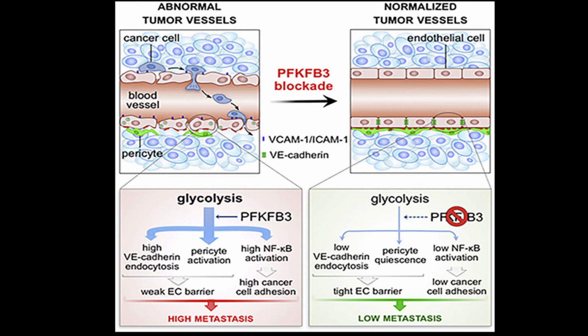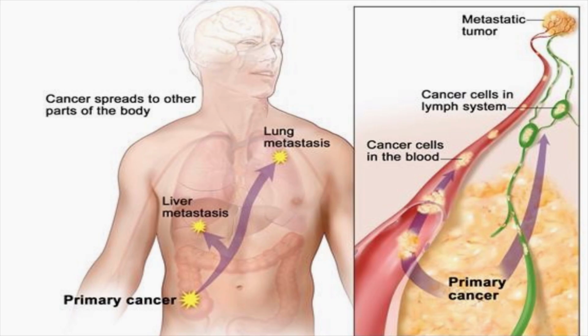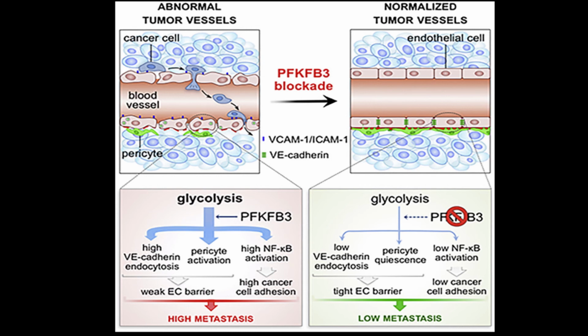Tumor vessels are typically structurally and functionally abnormal, which impairs perfusion of oxygen and nutrients to the tumor. In response, tumor cells escape from this hostile environment via invasion, intravasation into the circulatory or lymphatic system, and metastasis. Here is an image from the National Cancer Institute depicting tumor metastasis. Normalized vessels improve perfusion to the tumor, reducing stress on the tumor, and reduce VE-cadherin endocytosis.